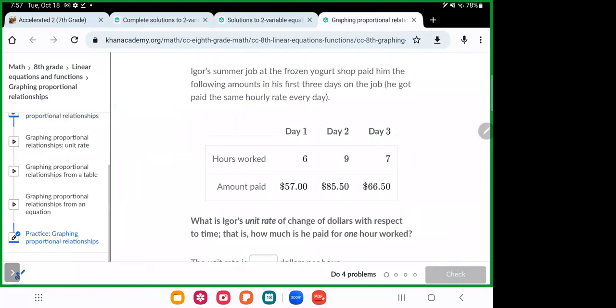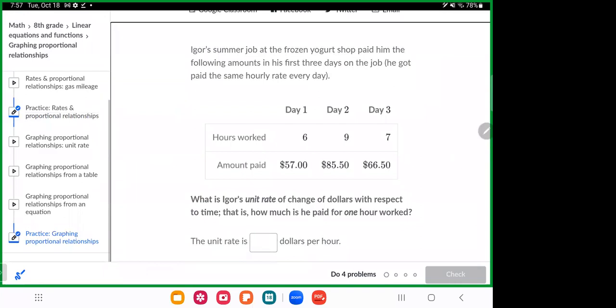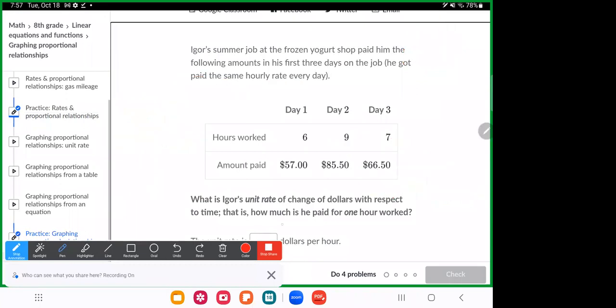And now here, the same thing. We're going to do the same thing. The unit rate, if we know it's proportional, is just y over x. So again, I can clear this. If I know that Igor's job is paying him the same amount every hour and 0 if he works 0 hours, then it's proportional. And I can divide 57 divided by 6, 4, 85.5 divided by 9, or 66.5 divided by 7. And you all get the same thing now.